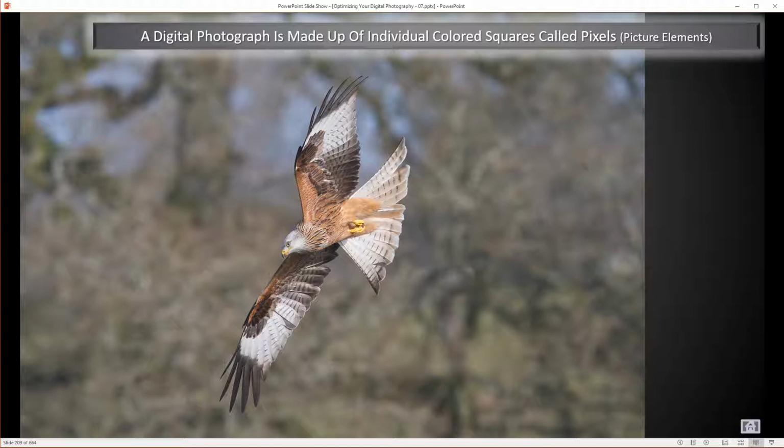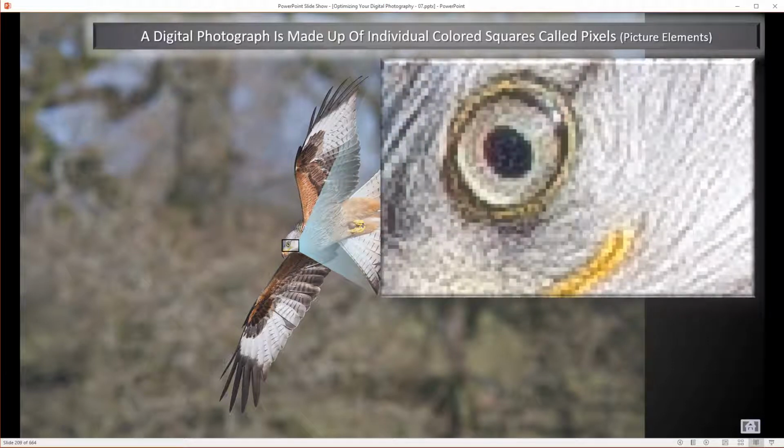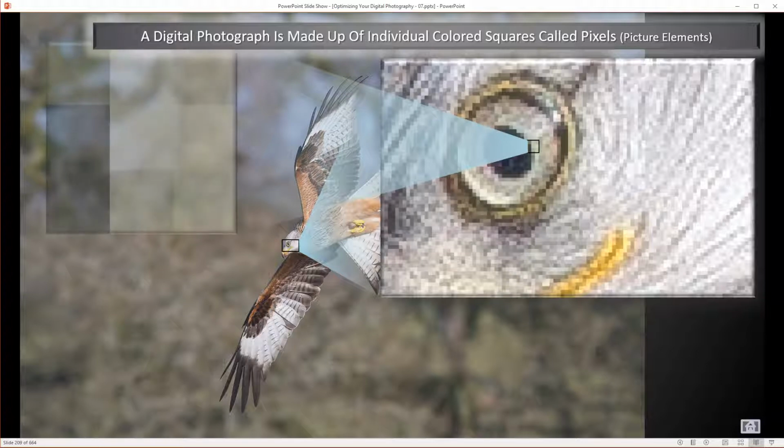So a digital photograph is made up of individual coloured squares called pixels or picture elements. And if we start zooming into this picture of a red kite, we can see that the red kite's eye is made up of lots and lots of little square colours. And we can zoom in further until we get down to a little square grid of 9 pixels here.